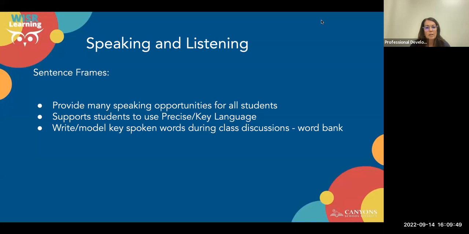We also need to write and model the key spoken words during the class discussion. Maybe I have a word bank, and when I hear the word unit fraction, I'm going to tally every time I hear students use that, because I want the students to know it's important. I'm going to use it as a teacher and it'll be part of my word bank.